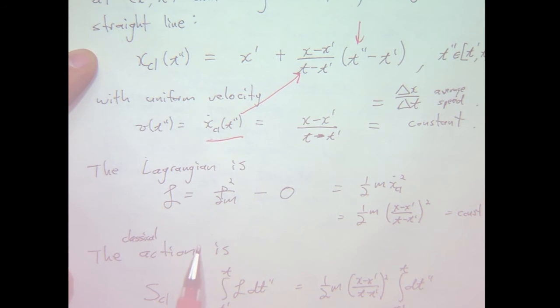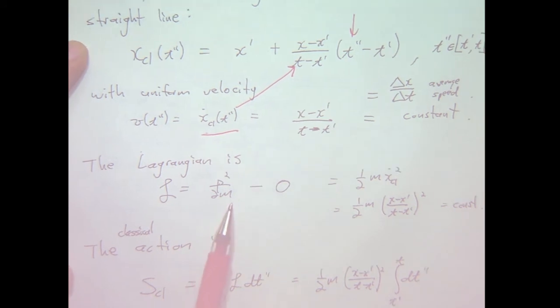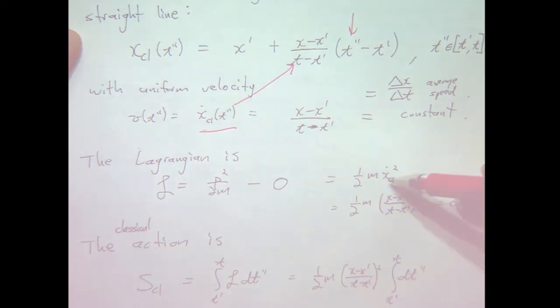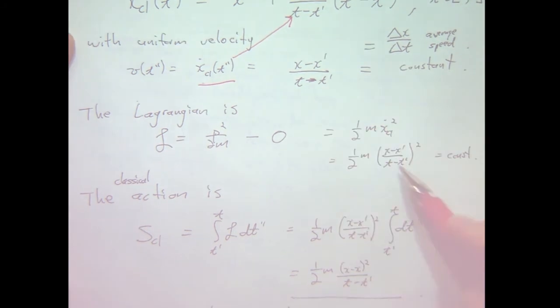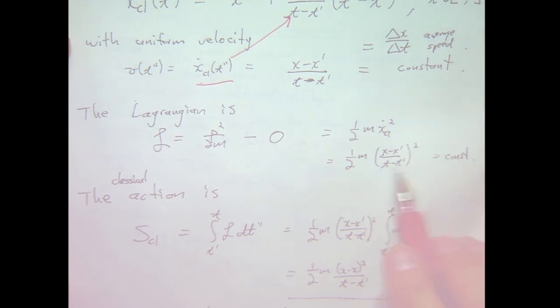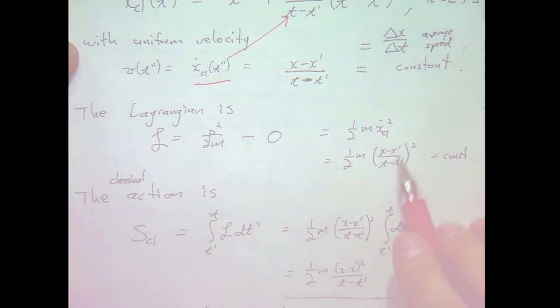But the Lagrangian is half m x classical dot squared, and because the potential energy is zero for a free particle, that's half m times x minus x prime over t minus t prime, squared. That's the Lagrangian. So we've got x minus x prime squared and t minus t prime squared, and that's a constant for a free particle.